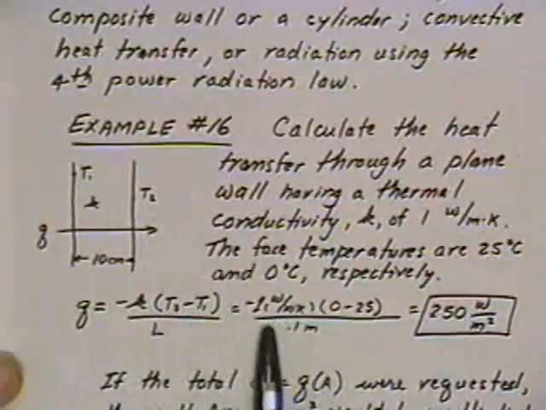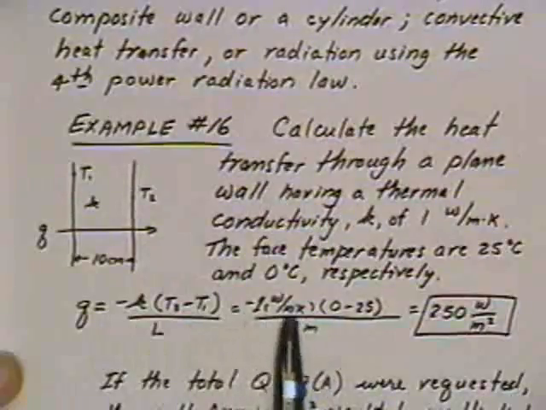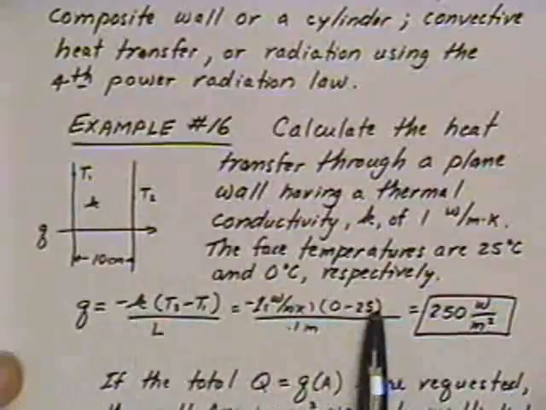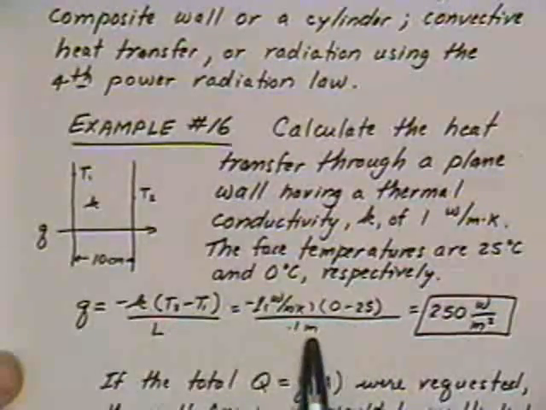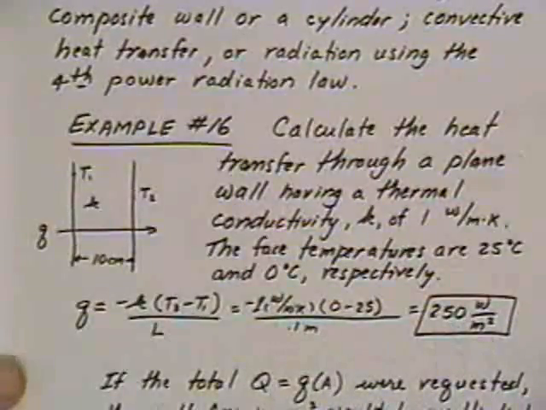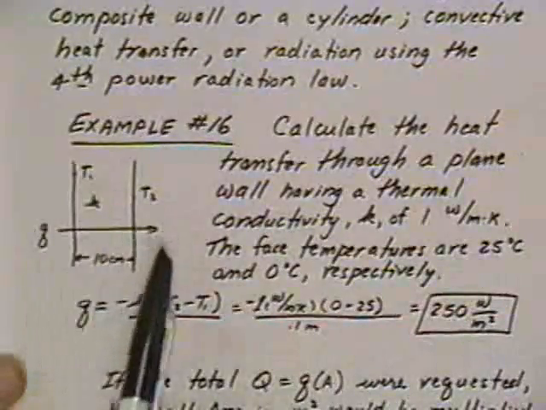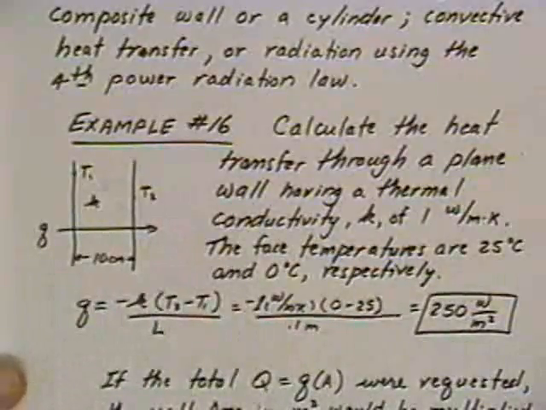In this particular case, we plug in 1 watt per meter degree Kelvin for the thermal conductivity k. The delta T is 0 minus 25, T2 minus T1. Length is 1/10 of a meter. And so you work this out and you've got 200 watts per square meter as the heat transfer through this plane wall with these two temperatures, T1 and T2, at 25 degrees C and 0 degrees C respectively.